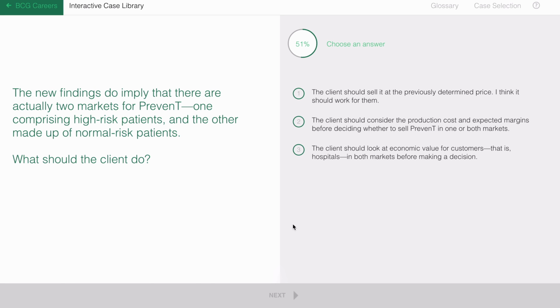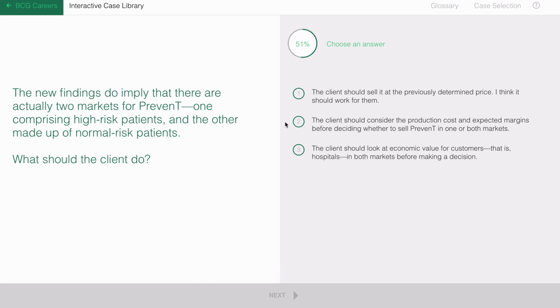What should the client do? Okay. Answer choice 1 says the client should sell it at the previously determined price. I think it should work for them. Again, no data to back this up, right? We need to calculate the economic value of high-risk patients to determine the price to see which group actually makes more money if we focus on them.